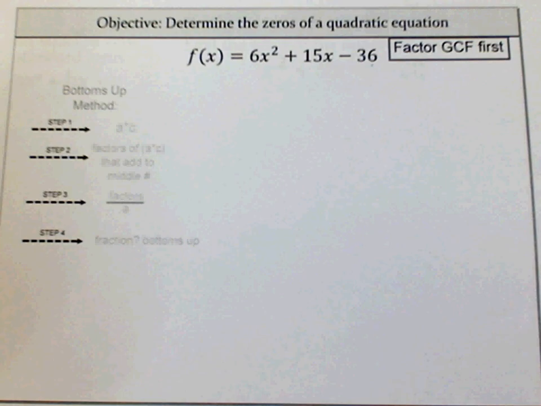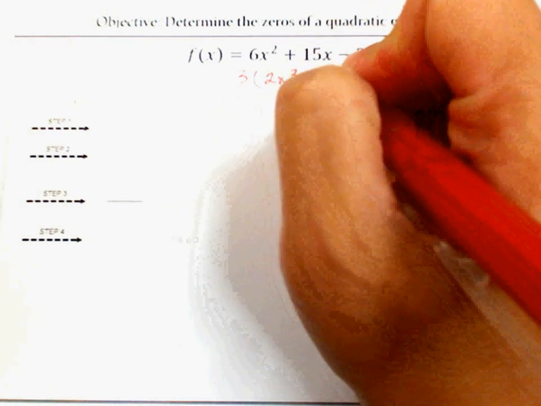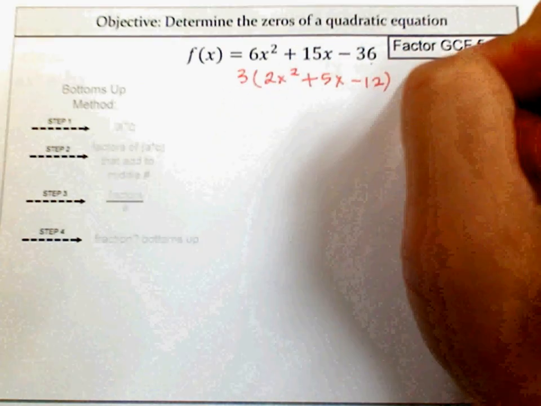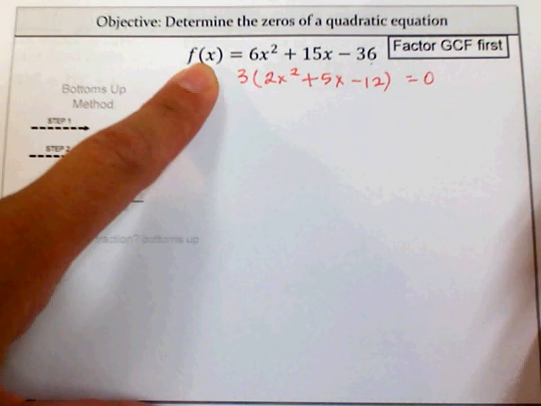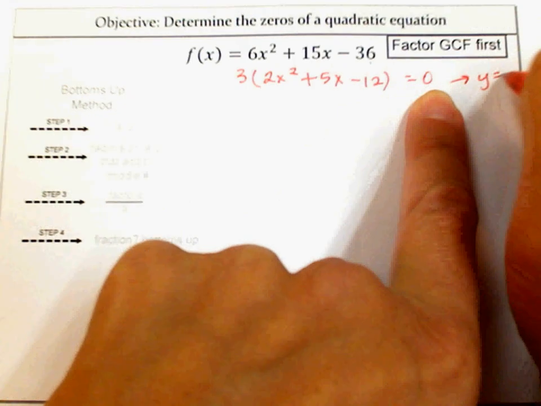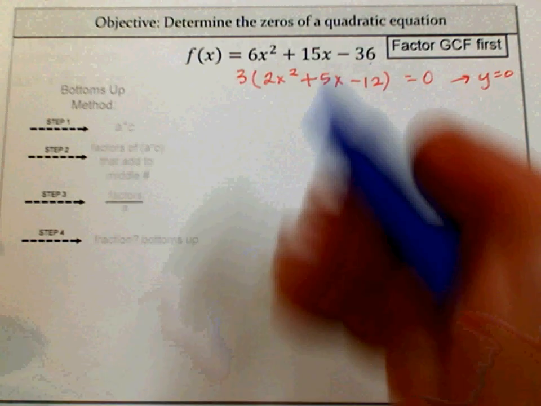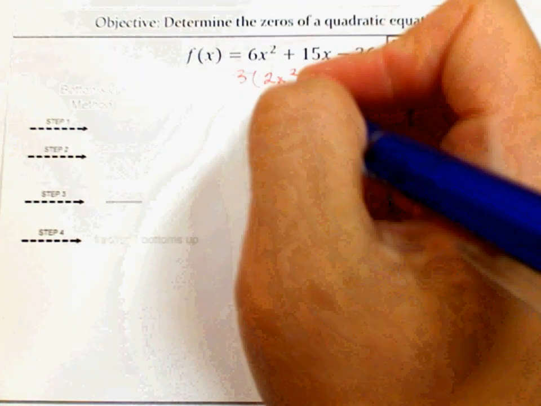Let me get a pen of different colors. Okay. So your first thing is, if you look through there, you can factor out a 3. So I'm going to take a 3 out of each one of these. When you factor out a 3, you have 2x squared plus 5x minus 12, and I'm going to set it equal to 0, because f of x, I'm solving for the x-intercept. That's why the y is equal to 0.